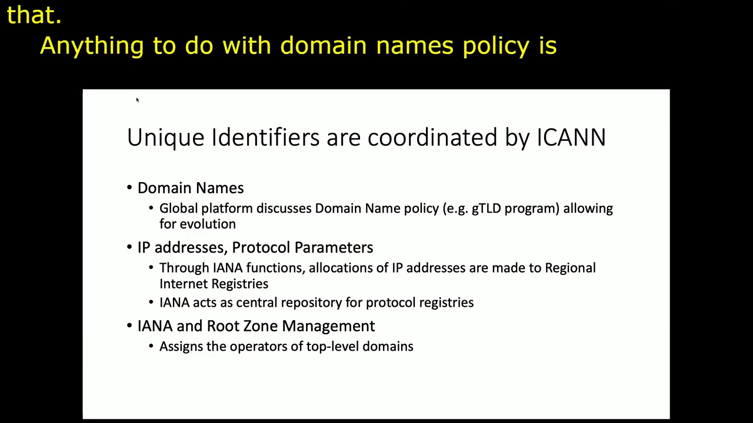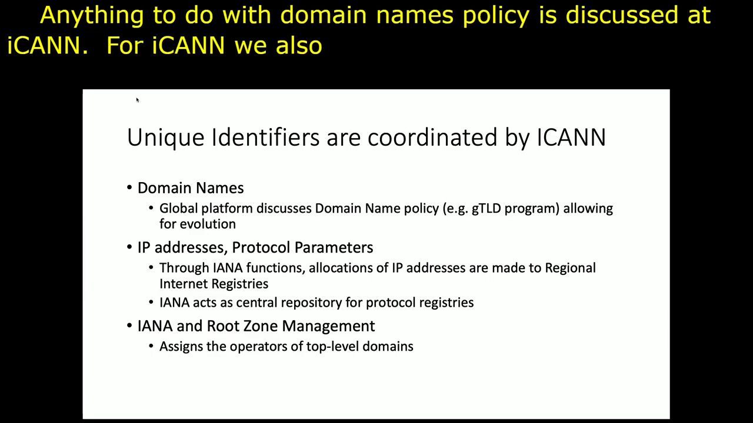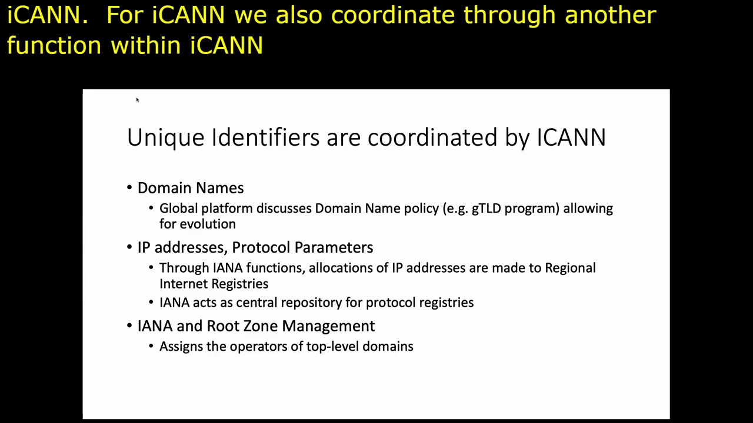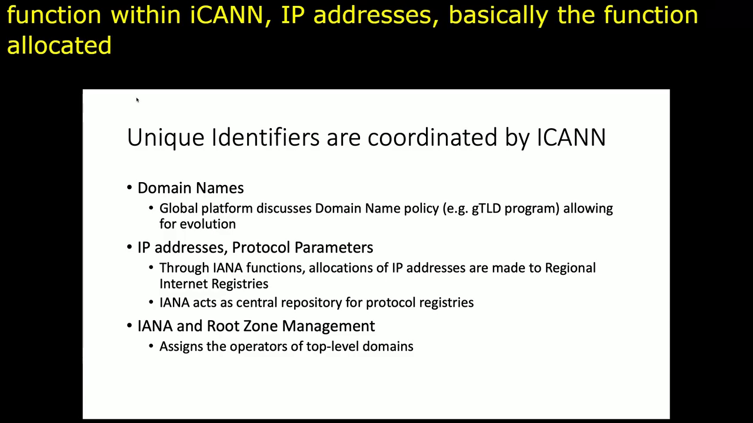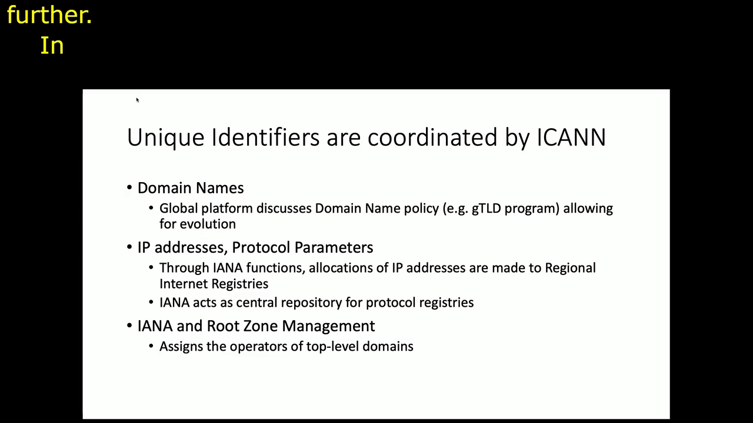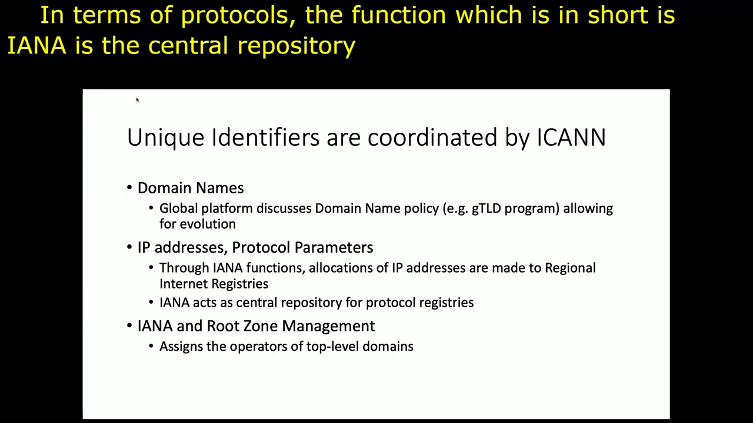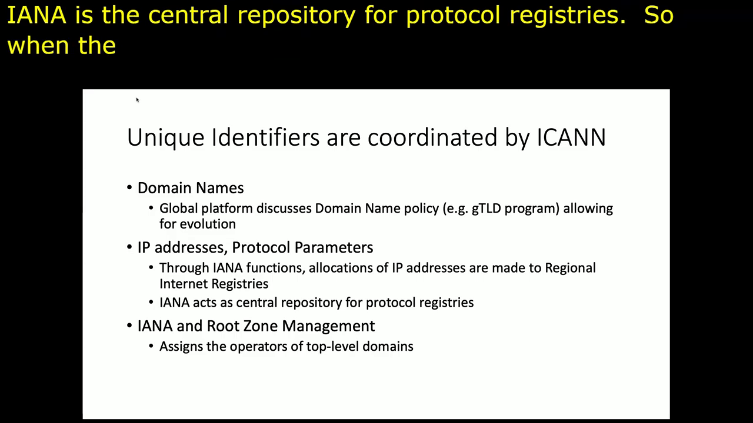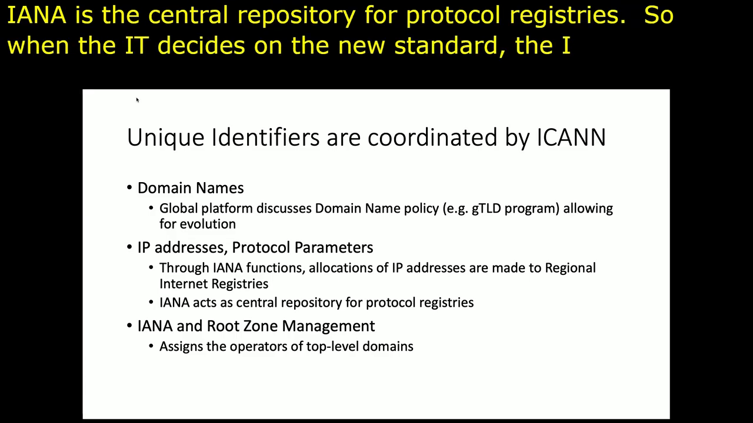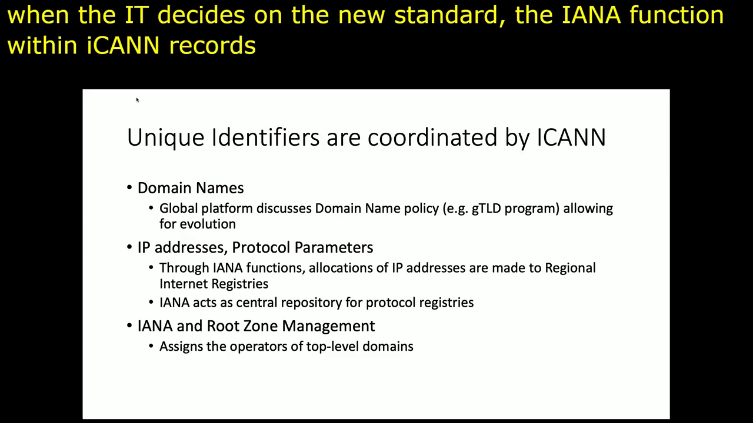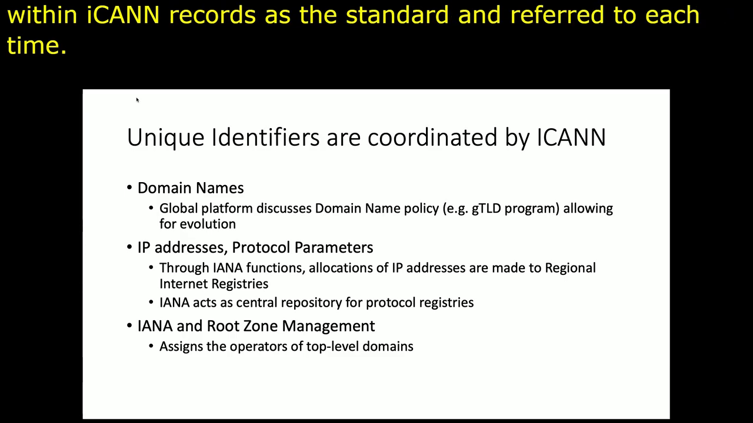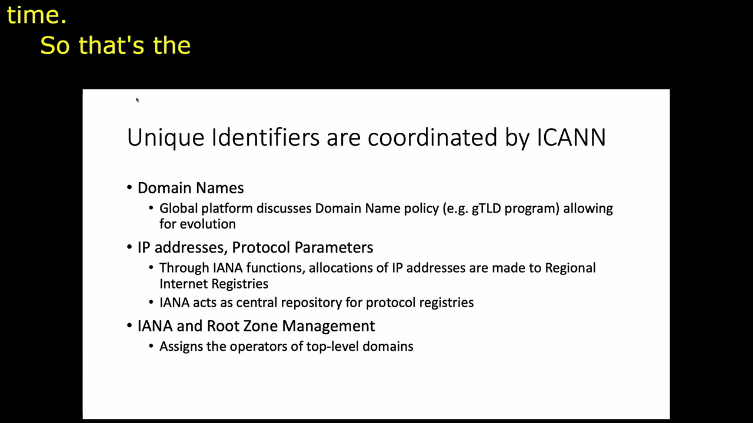Now, ICANN also coordinates, through another function within ICANN, IP addresses. Basically, the function allocates IP addresses to the regional internet registries, and then they distribute them further. In terms of protocols, the function, which is in short called IANA, I-A-N-A, is the central repository for protocol registries. So when the IETF decides on a new standard, the IANA function within ICANN records it as the standard, and then it's referred to each time. So that's the other part when it comes to IP addresses and protocols.